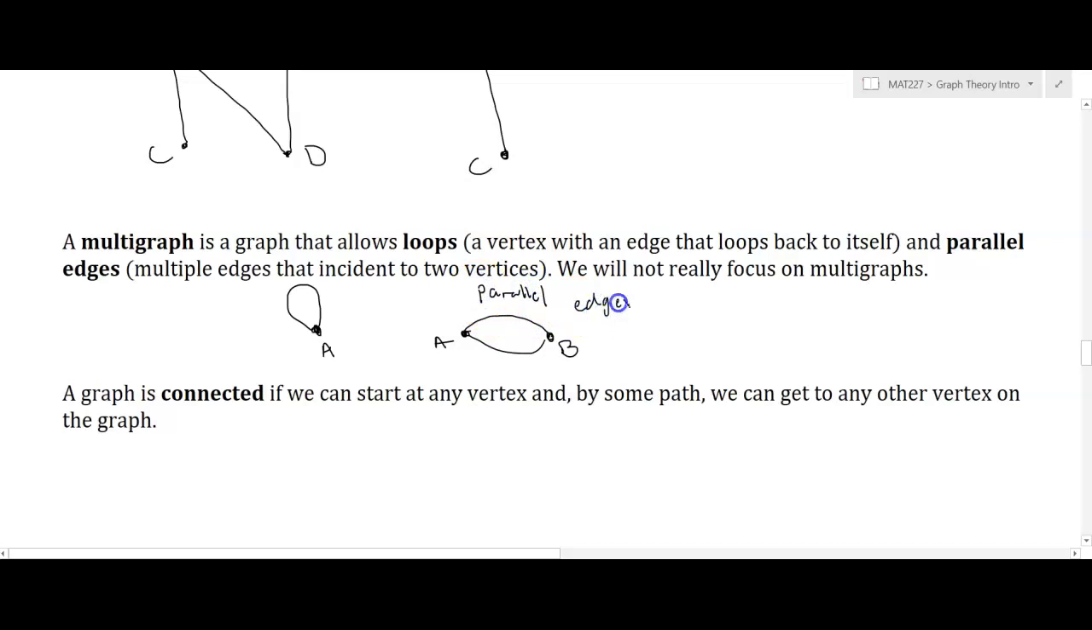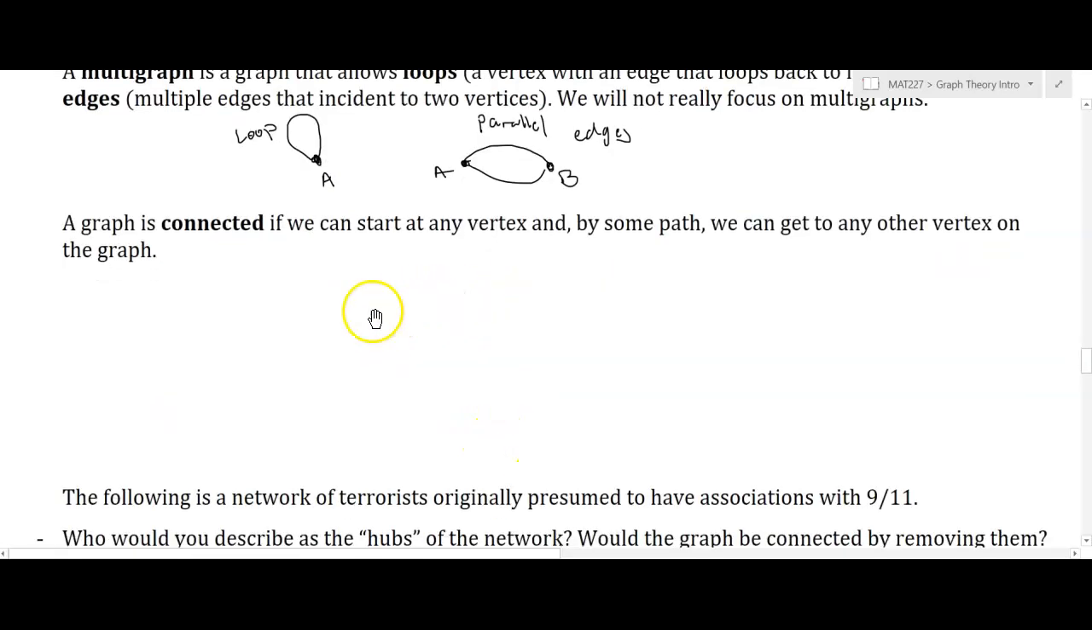I know they're not mathematically parallel, but it means they just connect the two vertices in two different ways, and this right here is called a loop. We'll not really focus on multigraphs, but there are some applications of those as well. Now, also, it's important to know whether a graph is connected or not. So it's connected if basically we can somehow get from every vertex to every other vertex.